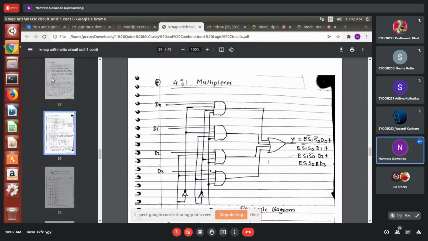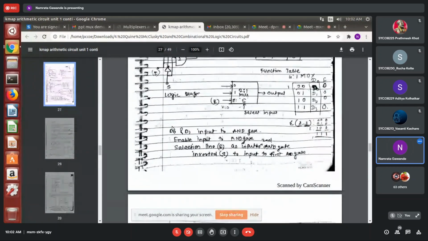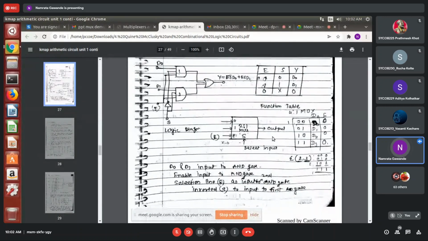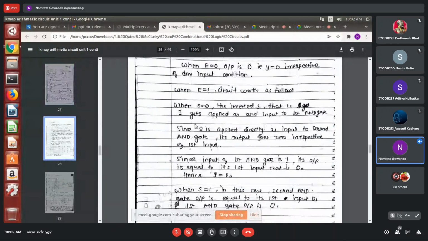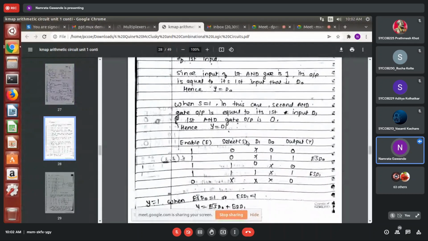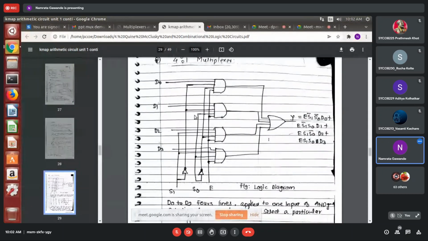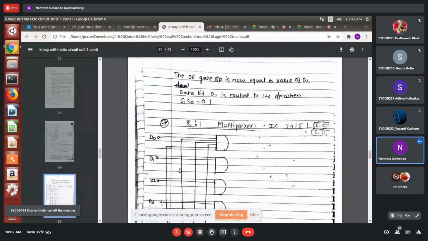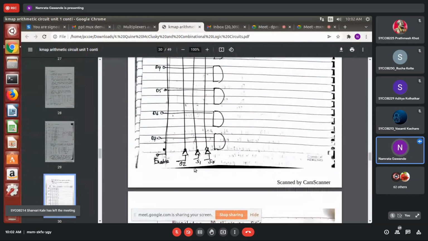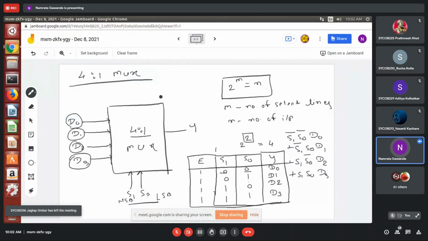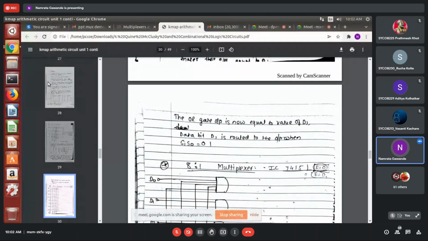See over here, this is the 4:1 mux. In the notes, in the complete multiplexer part, you can see the truth tables are given, the equation is given and the logic diagram is also given. You should only know how the 2:1 mux and 4:1 mux work. Then for the 8:1 mux, this particular circuit. Likewise, you can use it for the 8:1 mux and for the 16:1 mux.